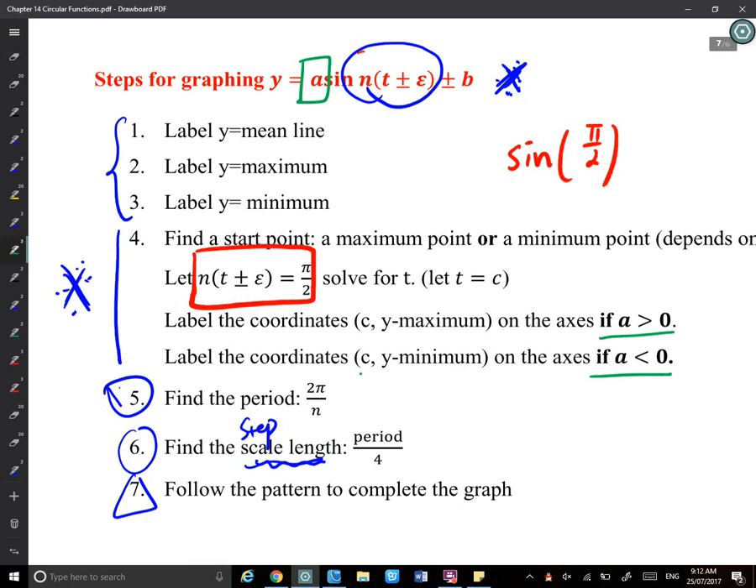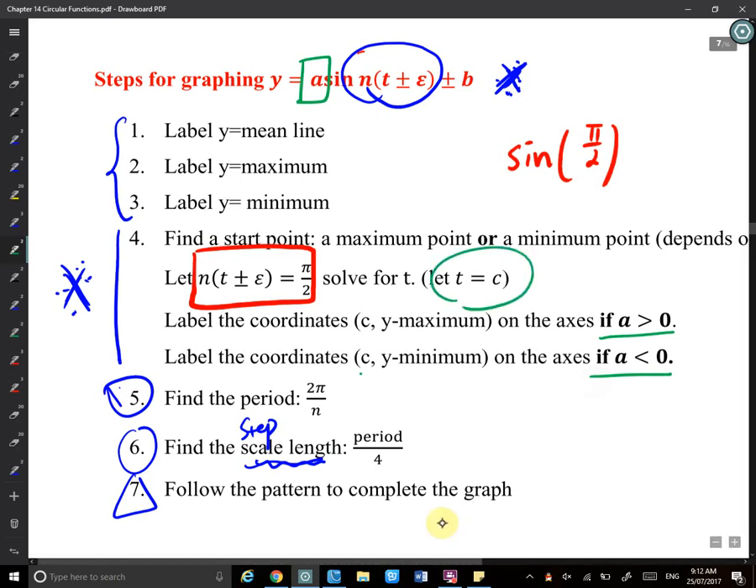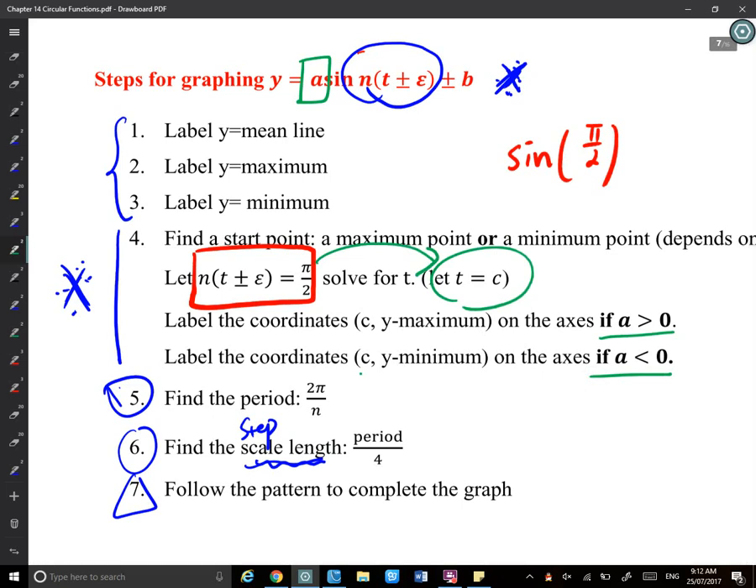When you solve out that equation, you get t equals to c. That c will give you a maximum if a is positive, and a minimum if a is negative. Well, that's the only complex step you need to do for sketching the graph. After you do this step, everything becomes so easy.